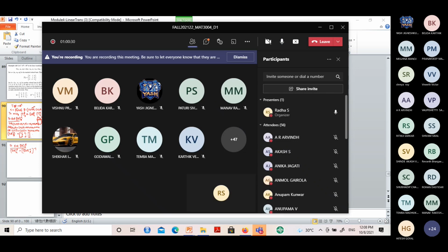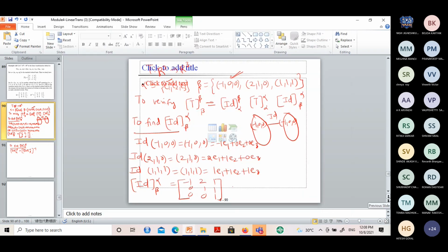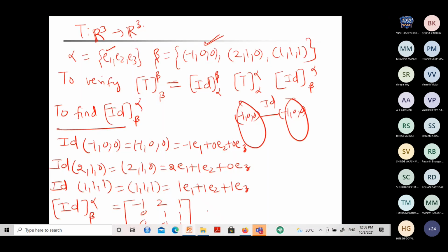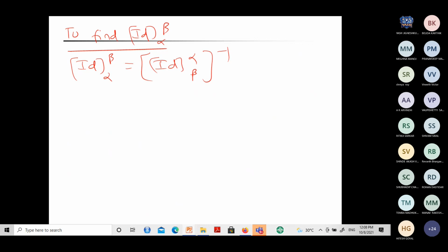Okay, shall we start? Yes. Have you found out the inverse of this matrix? Yes, ma'am. Okay. Rows (-1, 2, -1), (0, 1, -1), (0, 0, 1). Okay. Check. So two things we completed.